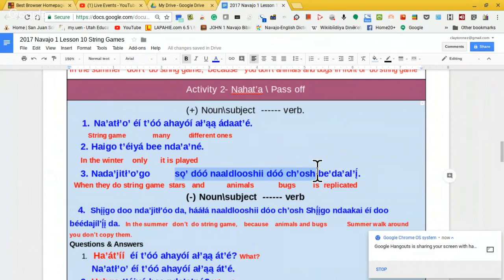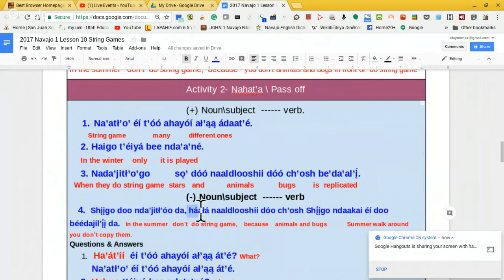When you do the string game, birds and animals and all kinds of stuff. Okay, now let's go something on the opposite side. Shingo in the summertime go. In the summertime. Don dajitlota. We don't do that in the summertime.